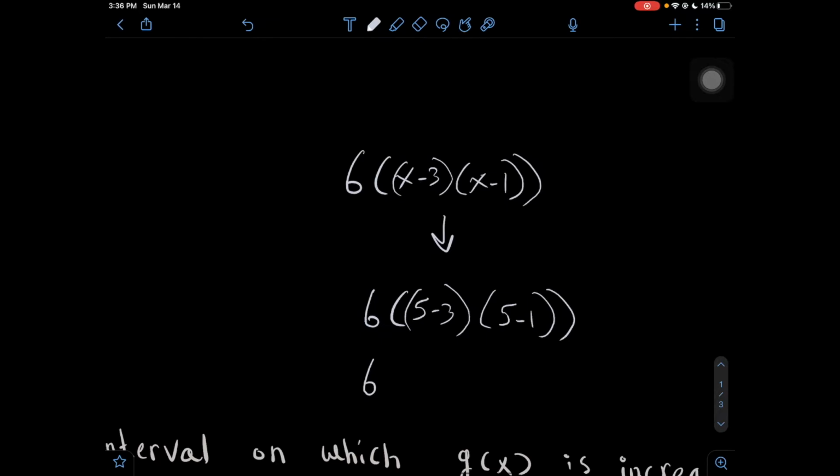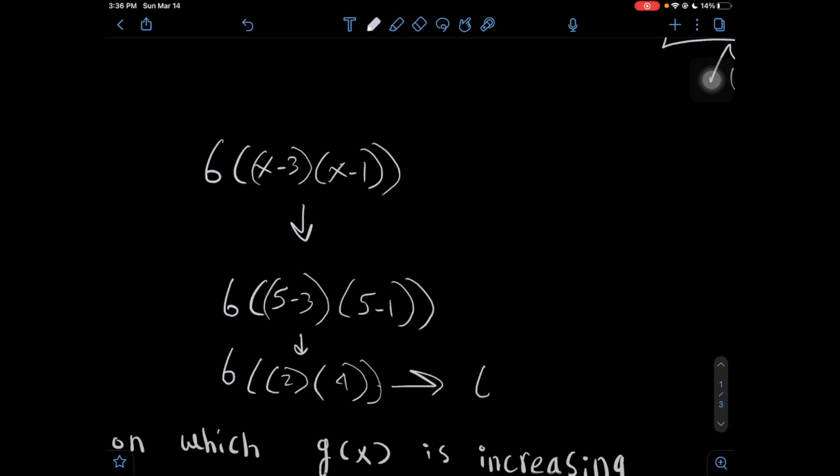Now I'm just going to simplify the parentheses. 6 times 5 minus 3 is 2, times 5 minus 1 is 4. Let's finish up parentheses because PEMDAS. So we have 6 times 2 times 4, as we know, is 8. 6 times 8 is 48.